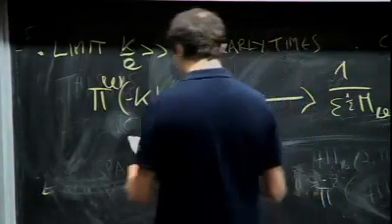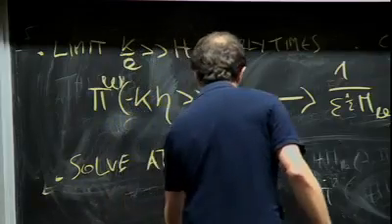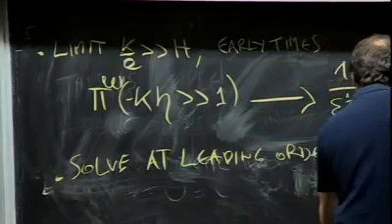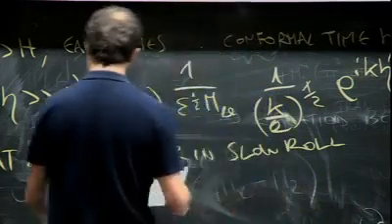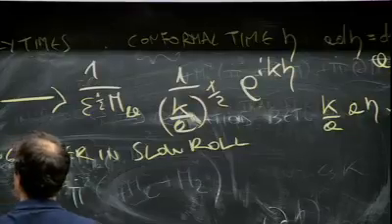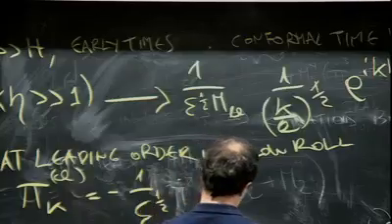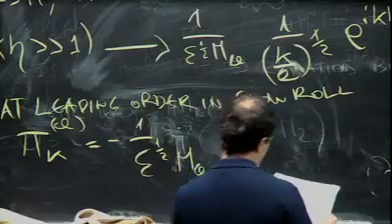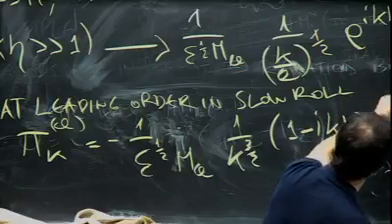So this means that we can solve with the slow-roll parameters set to 0, solve at leading order in slow roll. And the solution reads pi classical of k is equal to minus 1 over, apart from factors of 2, epsilon to the 1/2 and Planck, 1 over k to the 3/2, and then there is 1 minus I k eta, e to the I k eta.